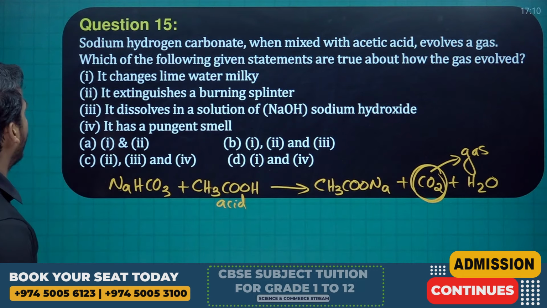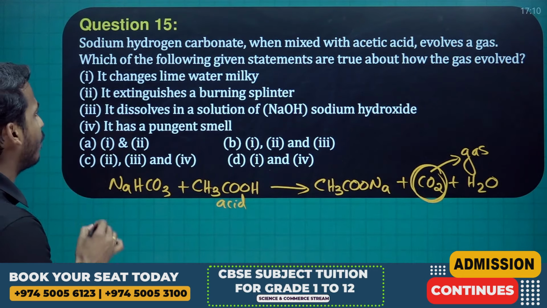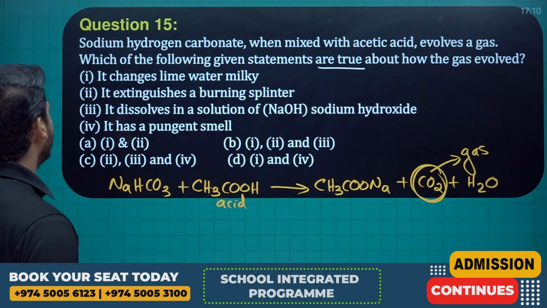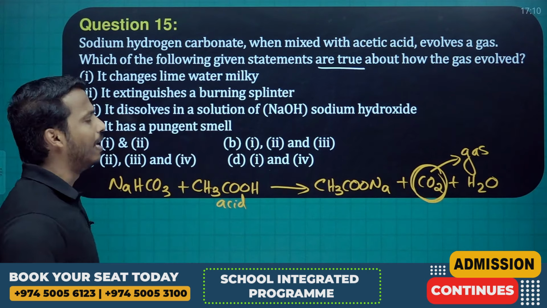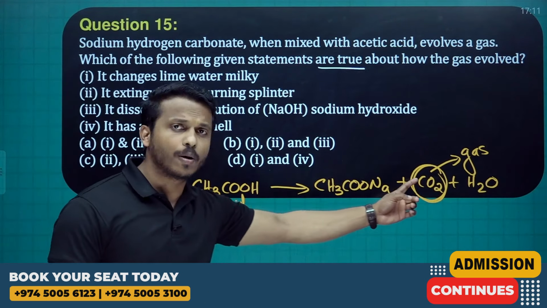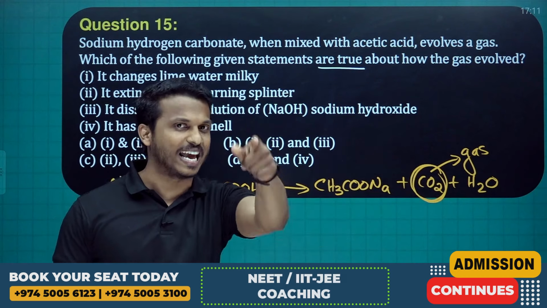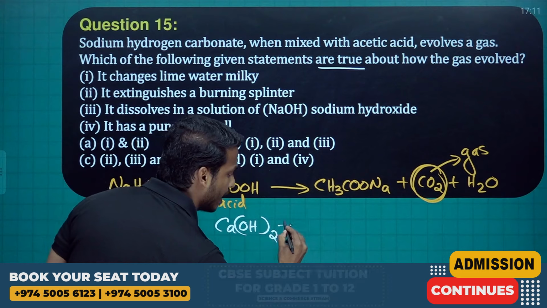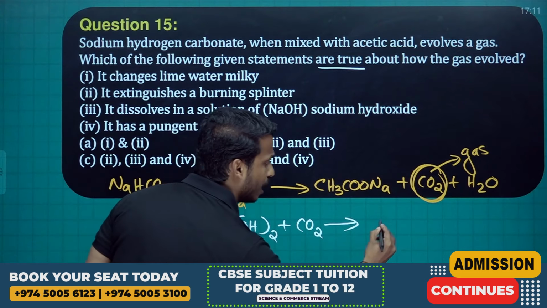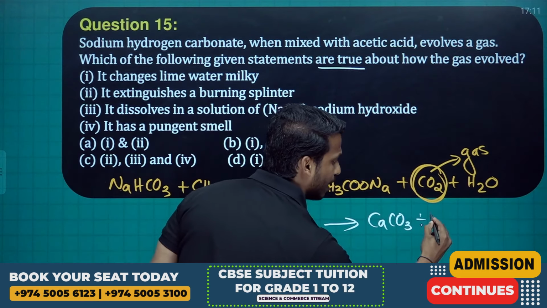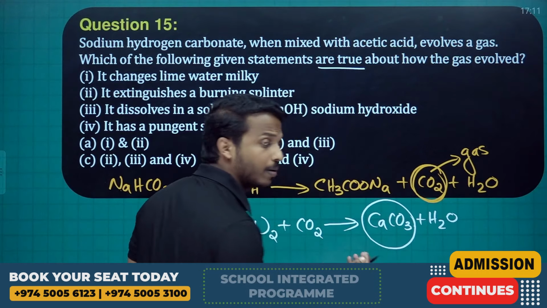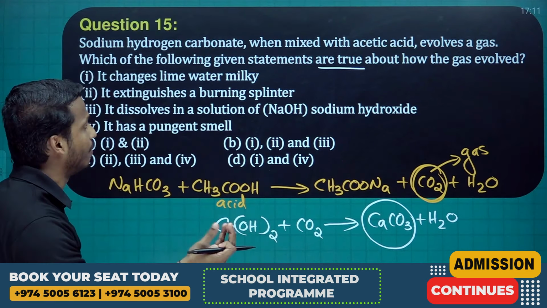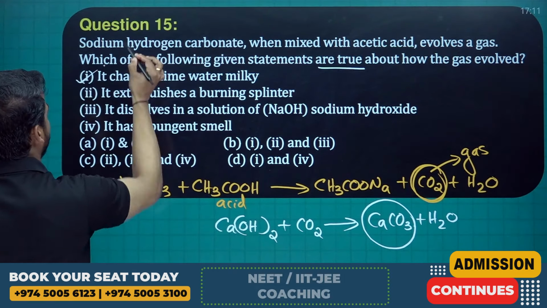Next question. Which of the following given statements are true about the gas evolved? See, it turns lime water milky. Is it? Does carbon dioxide turn lime water milky? Yes. You know what is lime water? Calcium hydroxide. Calcium hydroxide when reacting with carbon dioxide gives calcium carbonate and water. Because of this calcium carbonate formation, the colorless solution becomes white milky. Yes, option A is fine.